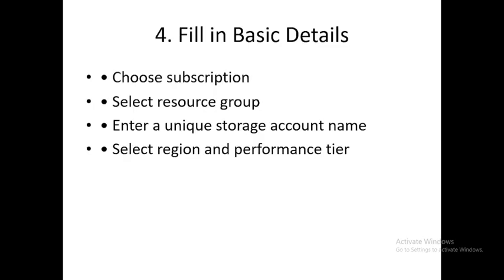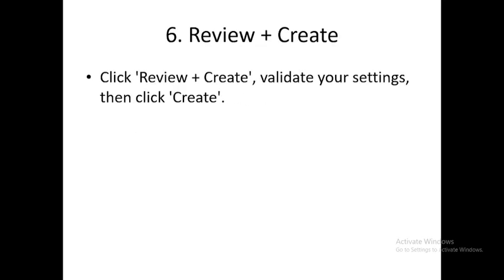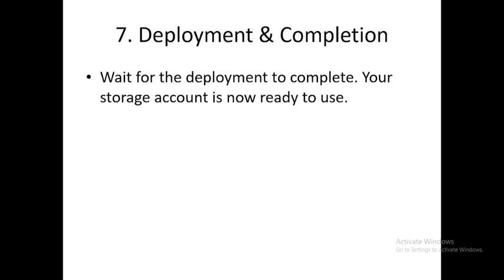Then fill in the basic details. Choose subscription, select resource group, enter a unique storage account name, select region and performance tier. Then review advanced settings, configure redundancy options like LRS, locally redundant storage, GRS, geo redundant storage, and ZRS, zone redundant storage. Then review and click.